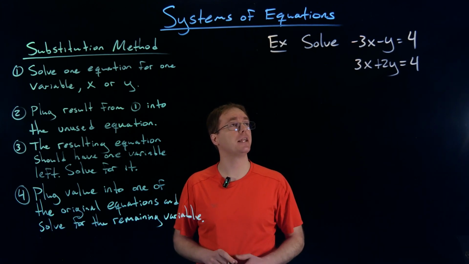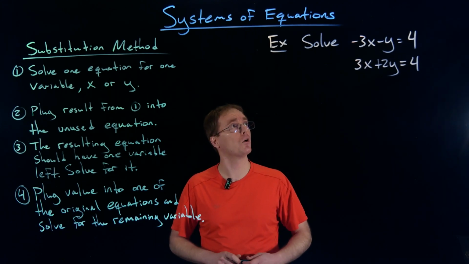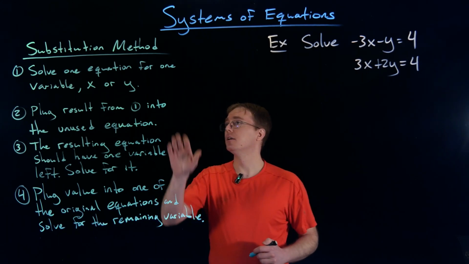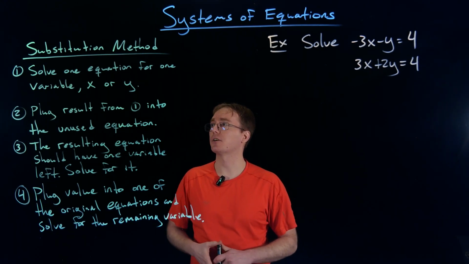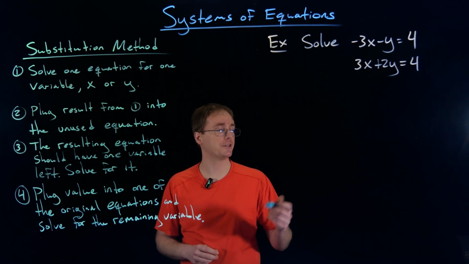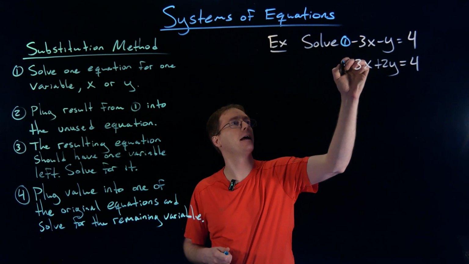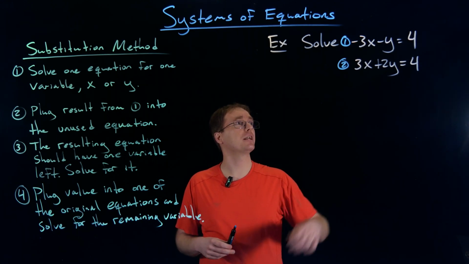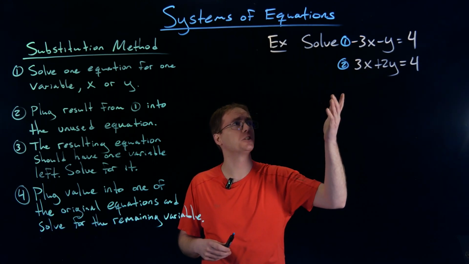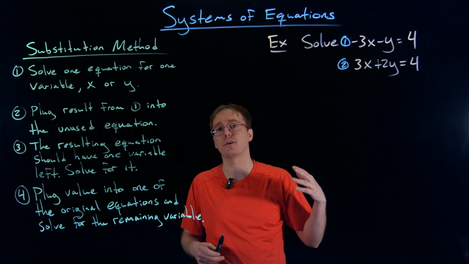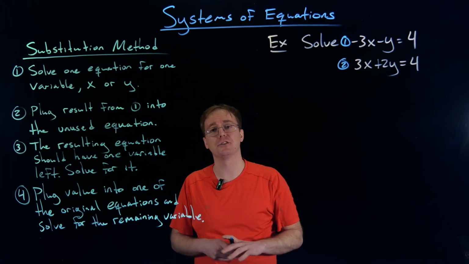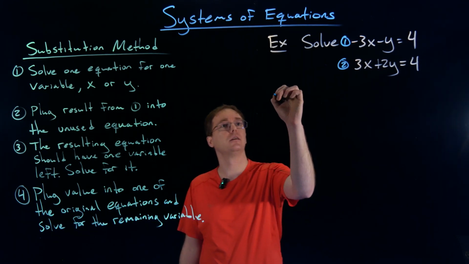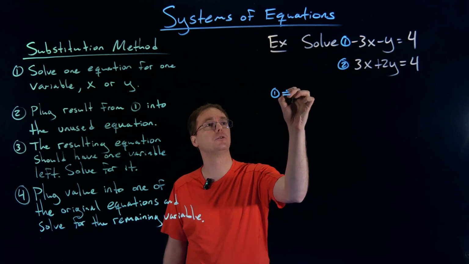Our first equation is negative 3x minus y is equal to 4. And our second equation is 3x plus 2y equals positive 4. So the first step says, take one of the equations in our system and solve it for one of our variables, either x or y. I'm just going to number the equations in our system as 1 and 2. Looking at the equations, it's going to be easier to solve equation 1 for y than it is to solve for x or y in equation 2, just because we can solve for y without having to mess with too many fractions. So we're taking equation 1 and we are going to solve for y.